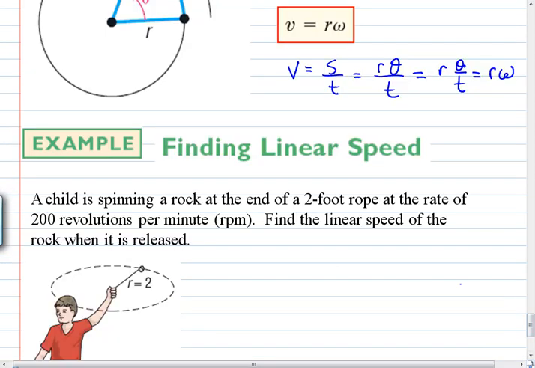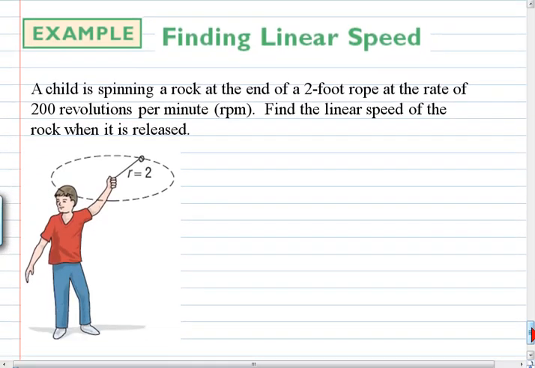It says a child is spinning a rock at the end of a 2-foot rope at a rate of 200 revolutions per minute. Find the linear speed of the rock when it is released. So 200 revolutions per minute. That kid's really flinging that rock, right? All right, so we want to know the linear speed of the rock when it's released. So we start with what we're given. We're given 200 revolutions in 1 minute. And we're going to use dimensional analysis to help us here.